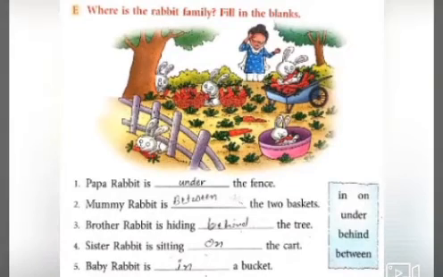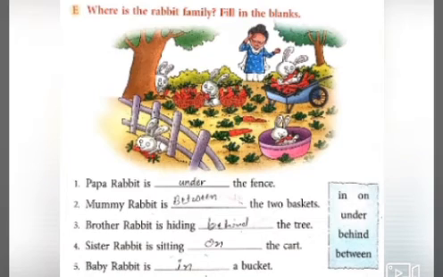So now let's look at one more exercise, that is, where is the rabbit family? Fill in the blanks. Now here we will look at the picture and identify where the rabbit family is exactly, or their positions. Number 1, Papa Rabbit is dash the fence. Where can you see a rabbit? Yes, under the fence. That is Papa Rabbit. So Papa Rabbit is under the fence.